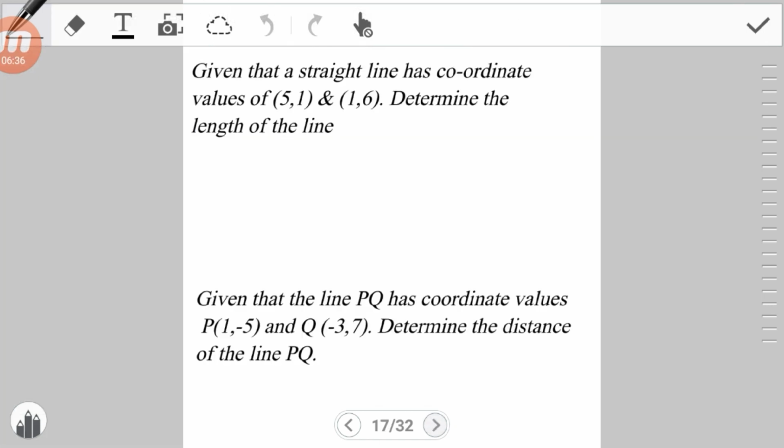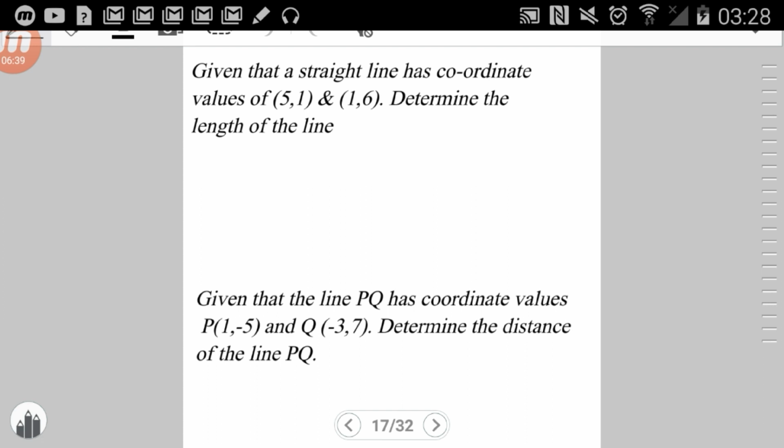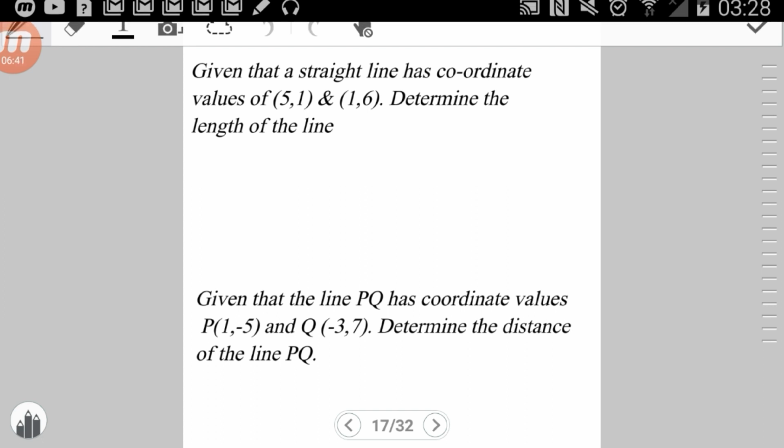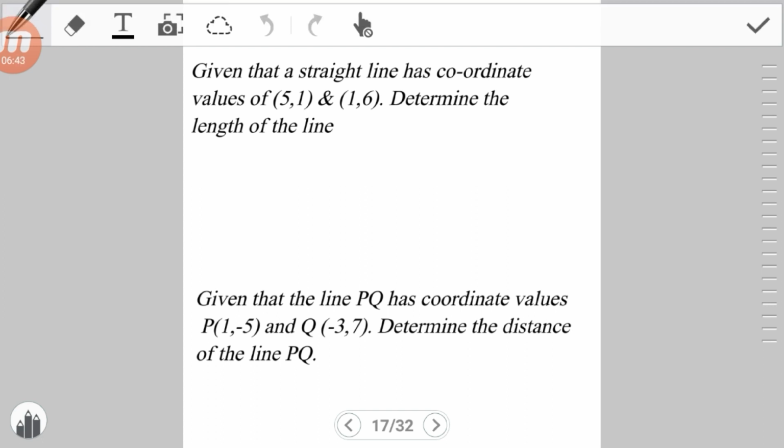Let's have a look at some examples here. All right, so the first example is number 1. Given that a straight line has coordinate values of 5, 1 and 1, 6, you are to determine the length of the line. Right, and so this just requires a very basic application of the formula.